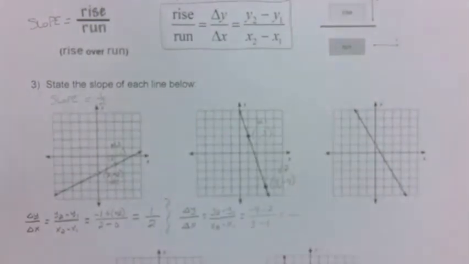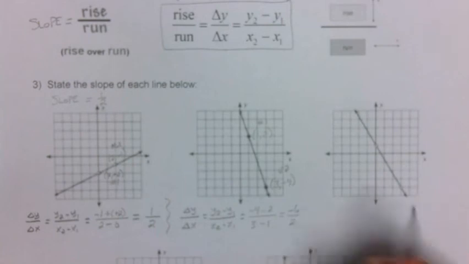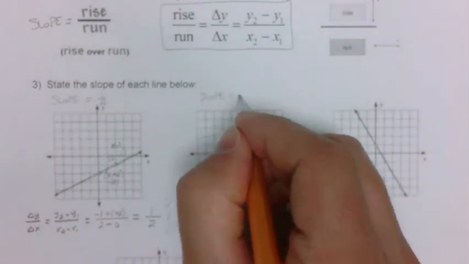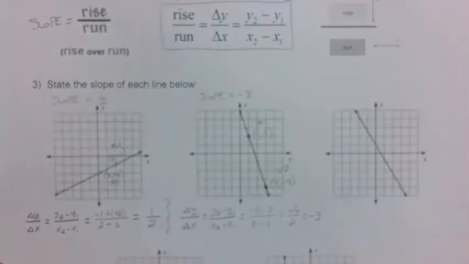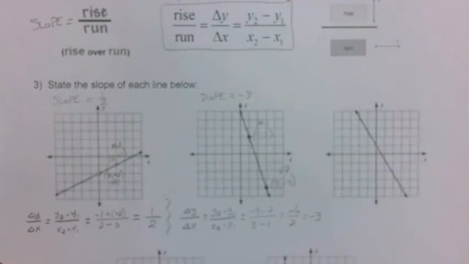And now we evaluate. -4 minus 2 is -6. 3 minus 1 is 2. And -6 over 2 is equal to -3. So the slope of this line is equal to -3. And again, that's a negative slope. As you move from left to right, the line is decreasing.